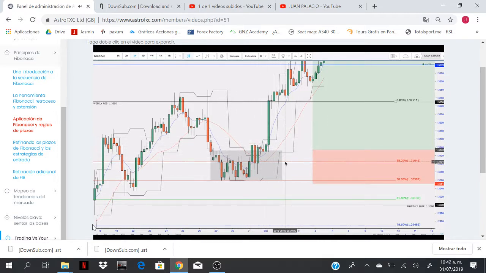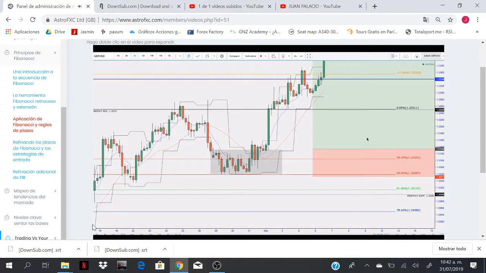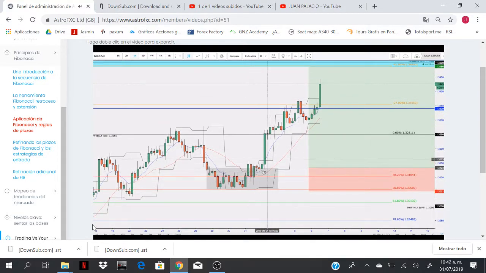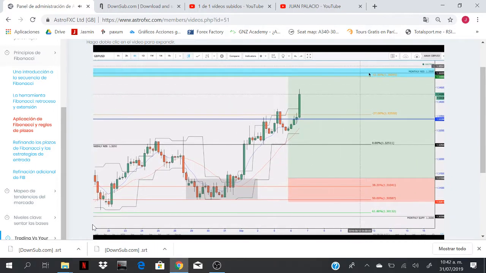So sometimes you can enter off the daily. I've already mentioned this. We don't want to be entering off weekly and monthly time frames. We don't want to do that. We always want to just take our time to see if things can be refined and we can get a better risk reward. But as you can see now, moving averages have stayed up. We did bang our head on minus 27. We broke above that now, and now we're heading to the minus 61.8 and the monthly resistance 1.3500.